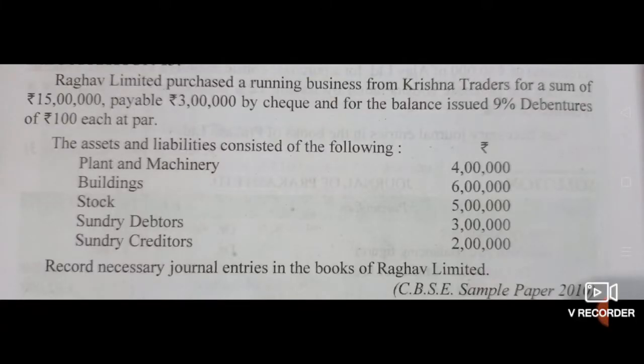Next problem now. Raghav Limited purchased a running business from Krishna Traders for a sum of rupees 15 lakhs, payable rupees 3 lakhs by check, and for the balance issued 9% debentures of rupees 100 each at par. The assets and liabilities consisted of the following: plant and machinery 4 lakhs, building 6 lakhs, stock 5 lakhs, sundry debtors 3 lakhs, sundry creditors 2 lakhs. Record necessary journal entries in the books of Raghav Limited. So let's start.